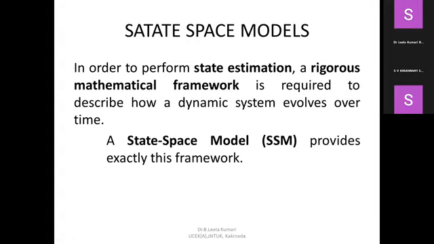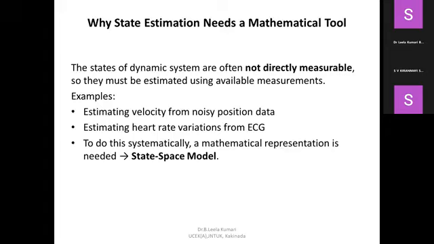A dynamic system has internal variables, right? They are called states, like position, velocity, temperature, voltage, and so on. These states are often not directly measurable, as we mentioned, so we must estimate them using the available measurements. This can be done using a special mathematical tool, which is known as the state space model.